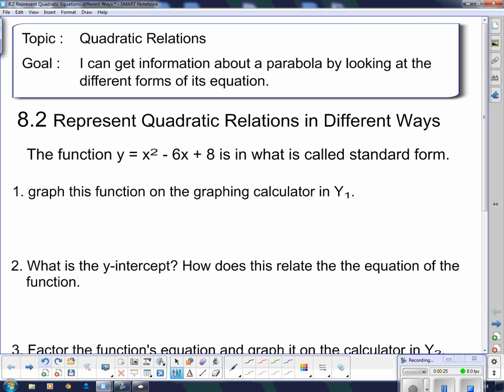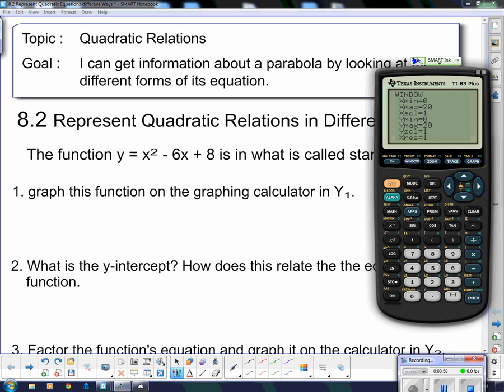Now, in standard form, you have to have an x squared term followed by an x term followed by a constant term, although any one of those terms could be zero, so they might disappear, but you have to have x squared, x, and a constant term in that order, all expanded out. So that is in standard form. Now we're going to see if I can get any information about standard form, and we're going to do that by looking at the graphing calculator.